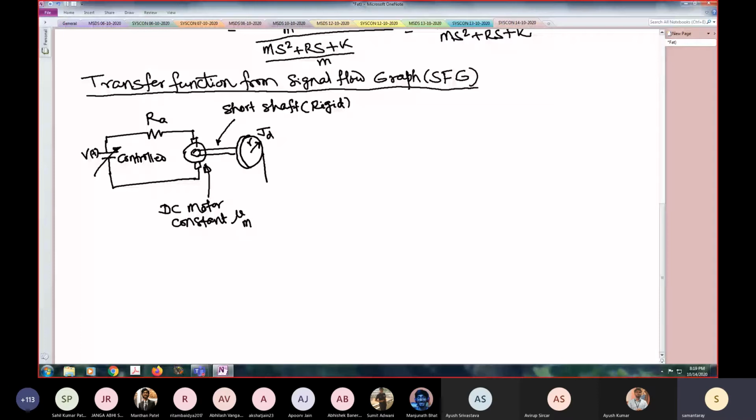From this disc, let there be a rope hanging, with stiffness k and damping R. Then there is a mass hanging, and gravity acts downwards. Here is a position sensor, which measures the position. This is plus, and this is minus, the reference position.